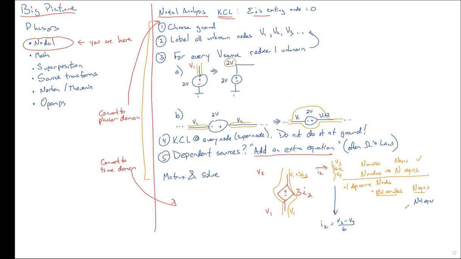Make sense? Yes, sir. The only exception is that maybe if you're really lucky, instead of this dependent source looking like 3I2, maybe it looks something like 3V3, where V3 is already in your matrix someplace, in which case V3 isn't an extra variable, and you still have n nodes and equations, and you can solve directly. So that's a subtle point. Questions about that? Yes, sir.